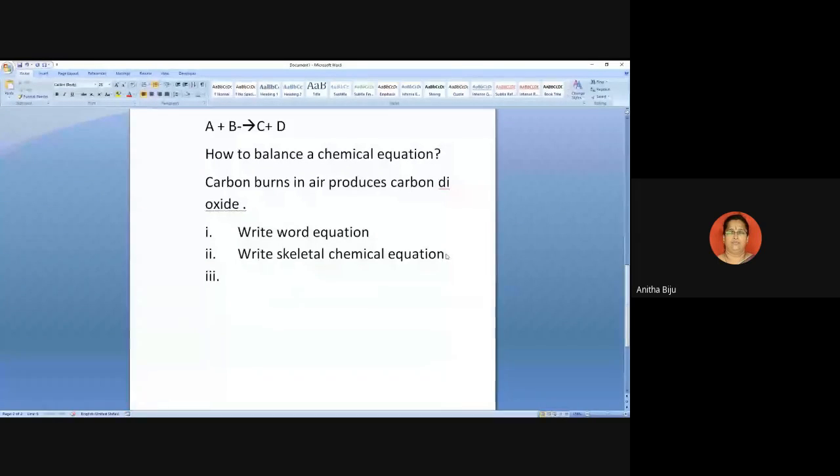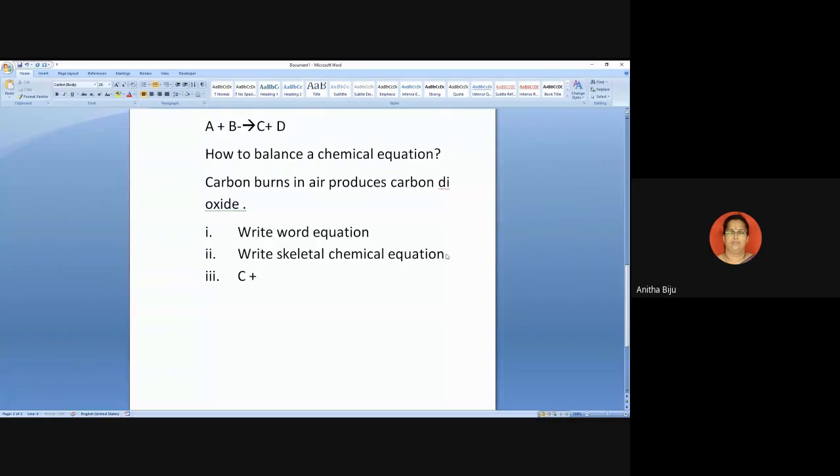Okay. Now, the next step: first of all, you have to count the number of atoms of each element present on both sides of the arrow. I will not write it on the board. So count the number of atoms of each element present on both sides of the arrow. I'll show that with the example which we have already written.